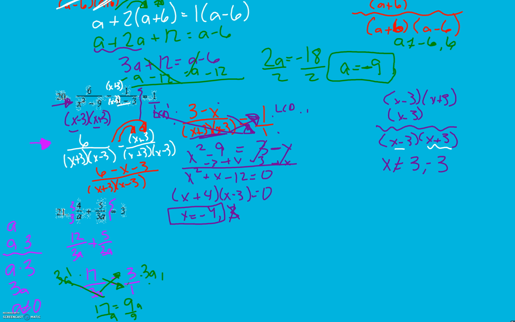Go ahead and divide by 9. And a is going to be 17 over 9. My restriction is a can't be 0. This looks like it works. If you plug it back in, it will as well.